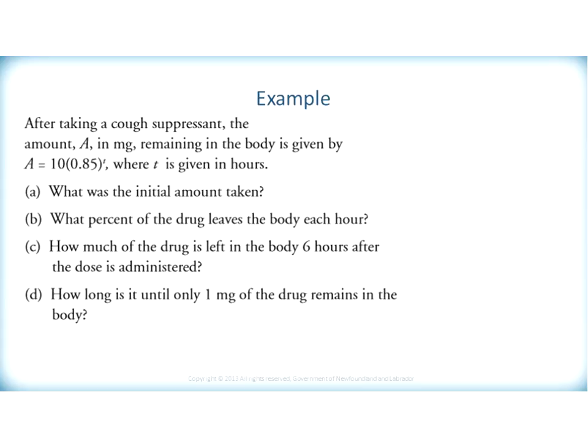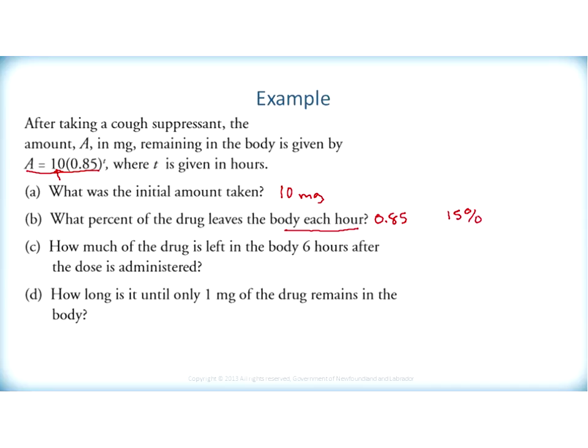After taking a cough suppressant, the amount A in milligrams remaining in the body is given by this formula, an exponential application formula, where t is given in hours. What is the initial amount taken? The initial amount will be 10 milligrams. What percent of the drug leaves the body each hour? So, since the b is 0.85, it must be decreased by 15%.